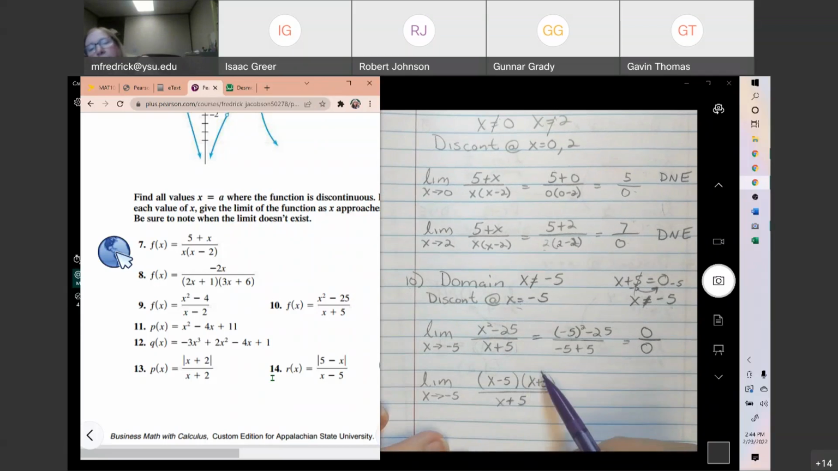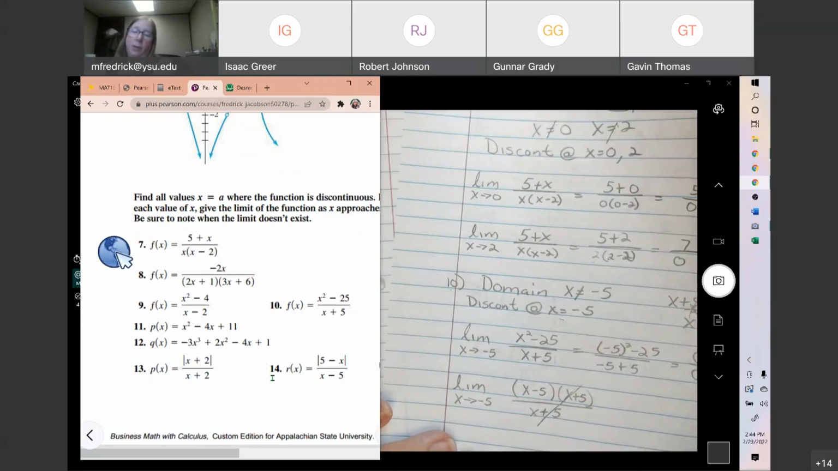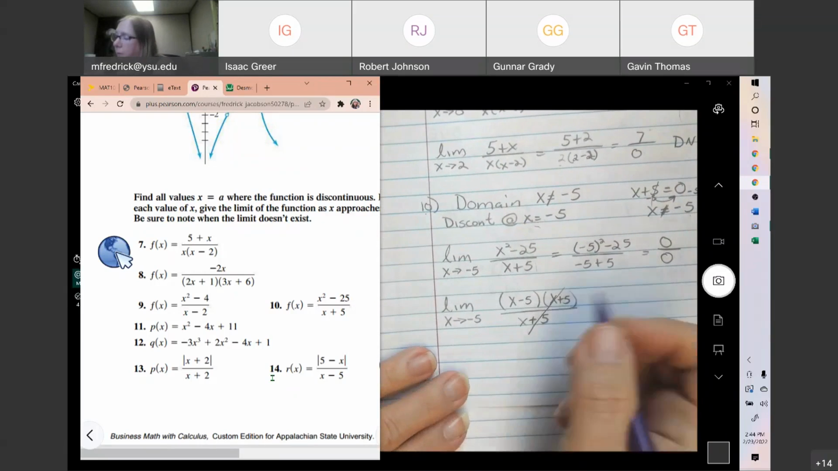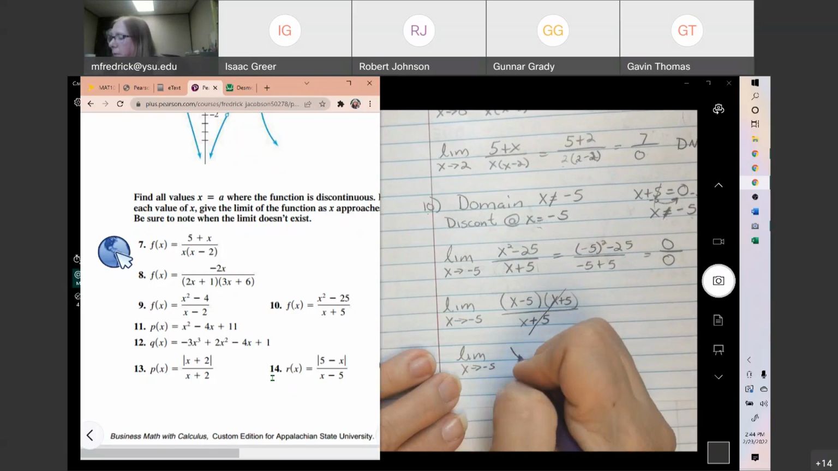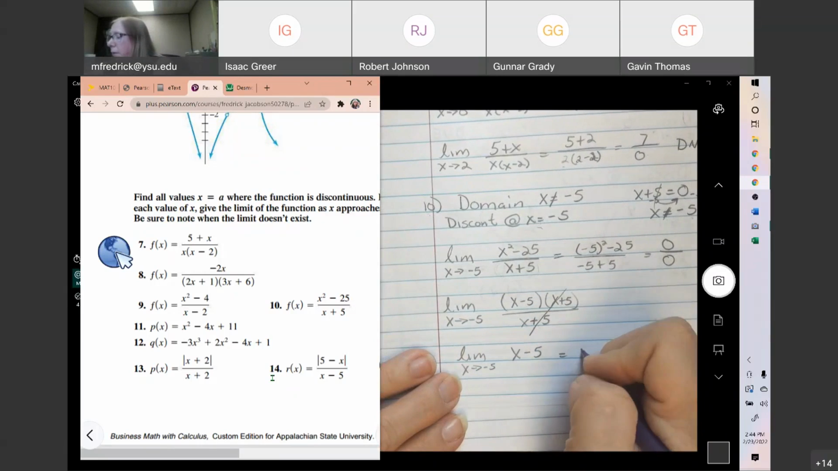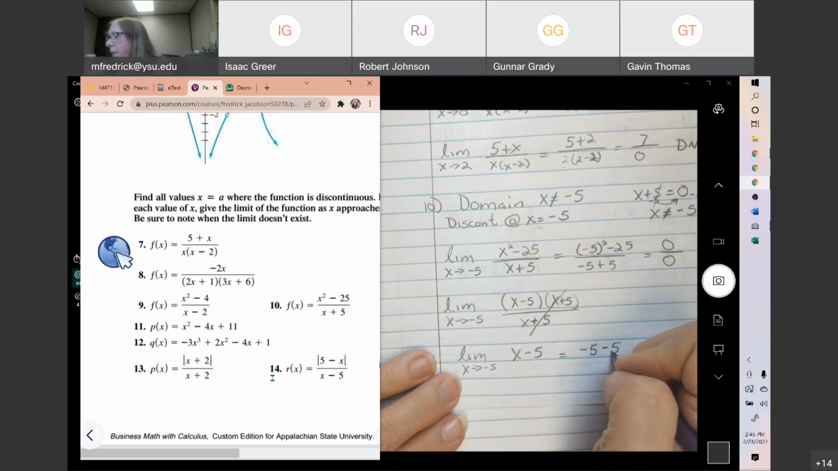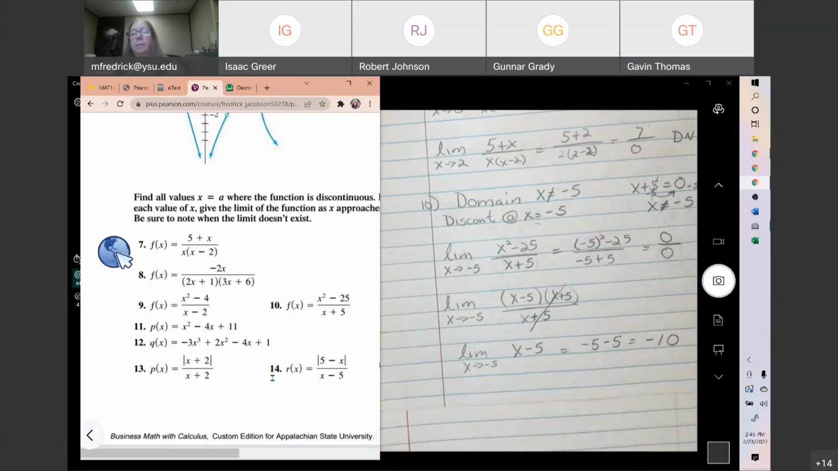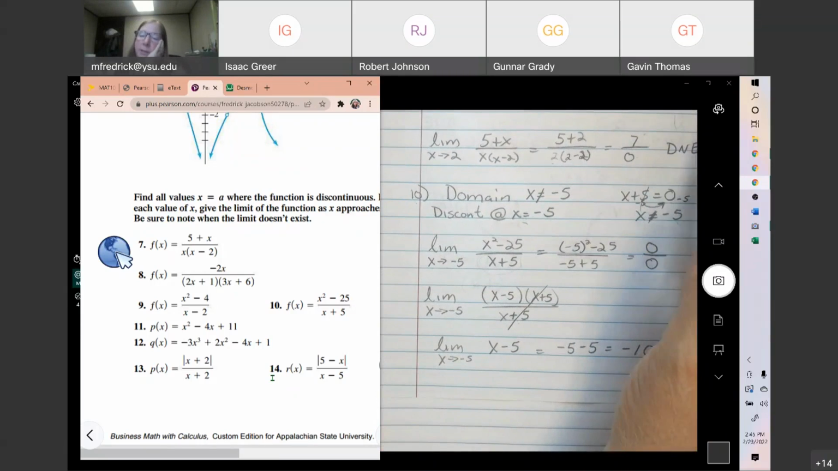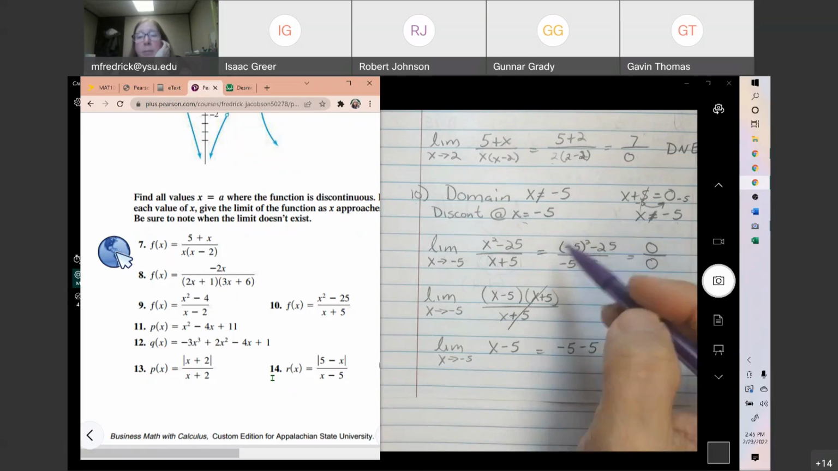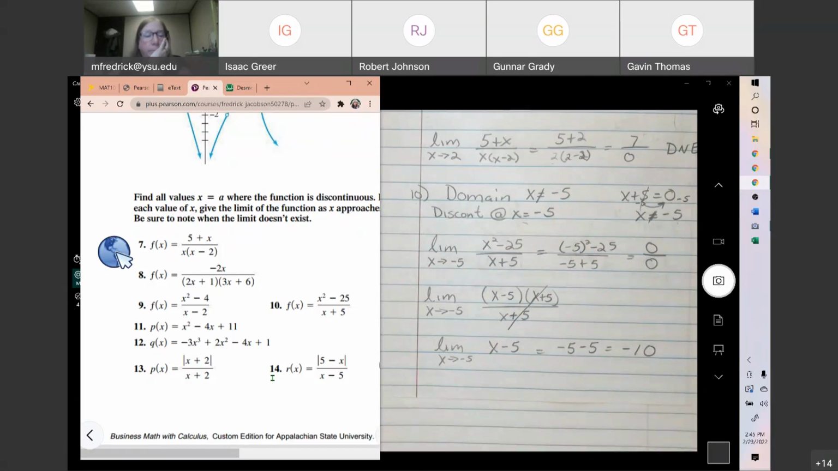Now, when we factored this, notice the x plus 5s. I said there was a common factor. That's what was giving us 0 on top and bottom. So then we take the limit as x approaches -5 and plug it in again. -5 minus 5 is -10. So a number over 0 doesn't exist, but 0 over 0, it can be simplified. Any questions on that?